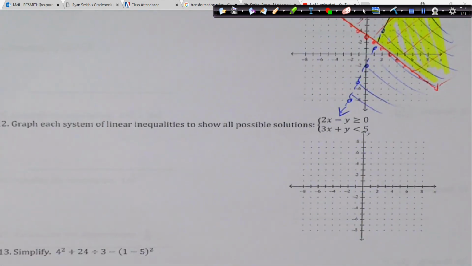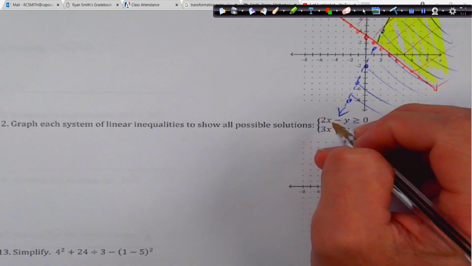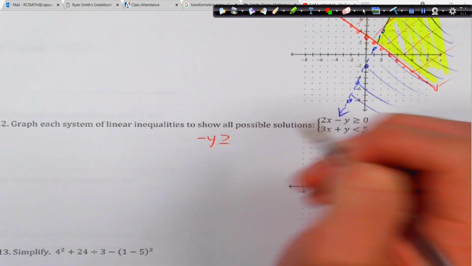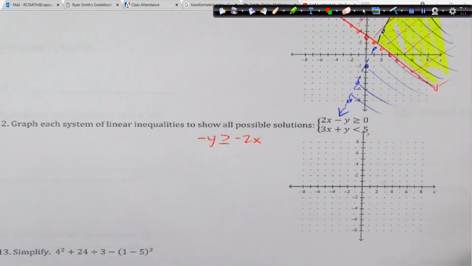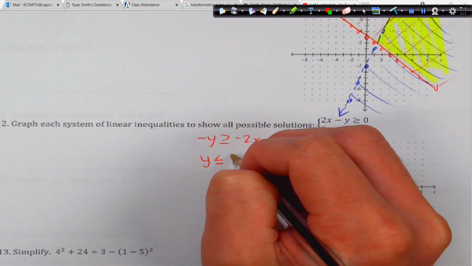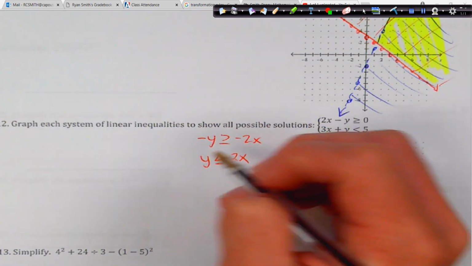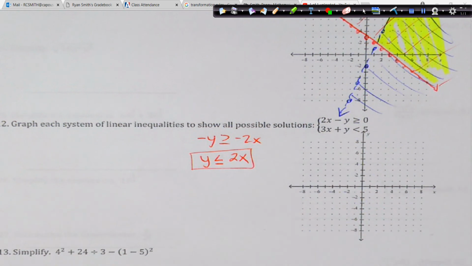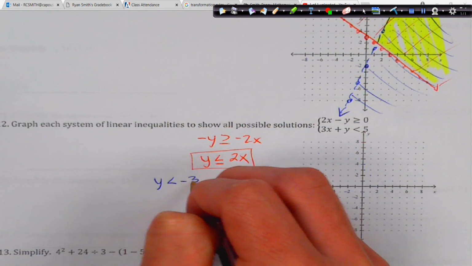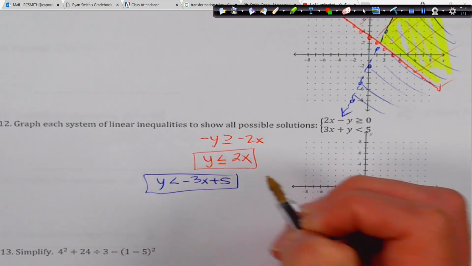Okay, this one, same thing, but we have to go ahead and solve. So I'm going to subtract the 2x. So negative y is greater than or equal to negative 2x plus 0, which doesn't mean anything. When we divide by the negative, the sign's going to flip. Okay, so we have to graph that. Then here I'm going to subtract the 3x over, and then we're going to graph that.